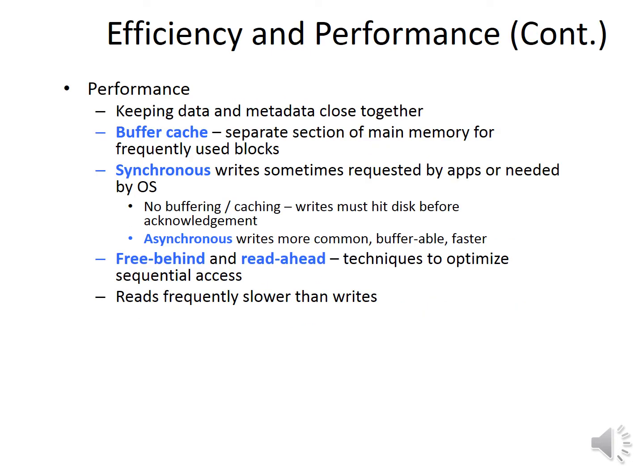Efficiency and performance. For performance, data and metadata have to be kept close together. So we can have the buffer cache and it will be having the storage. This is for fast access. Cache will be the smallest, fastest memory. It has the look-aside buffer, a separate section of main memory for frequently used blocks.